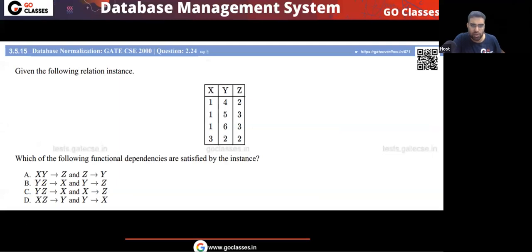This is your GATE exam question. Tell me the answer for this question. This is a GATE Computer Science 2000 question. Consider the following relational instance. This instance is given to you.